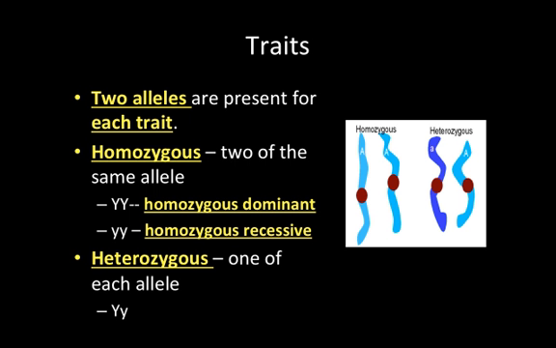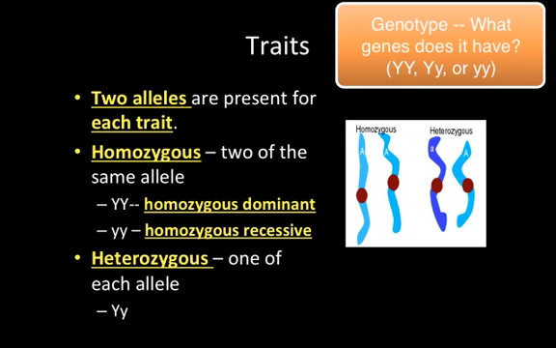A couple other terms that we use: genotype and phenotype. The genotype is the specific combination of alleles. That means, is it big Y? Is it little y? All right? That's our genotype. It is the specific combination of alleles.